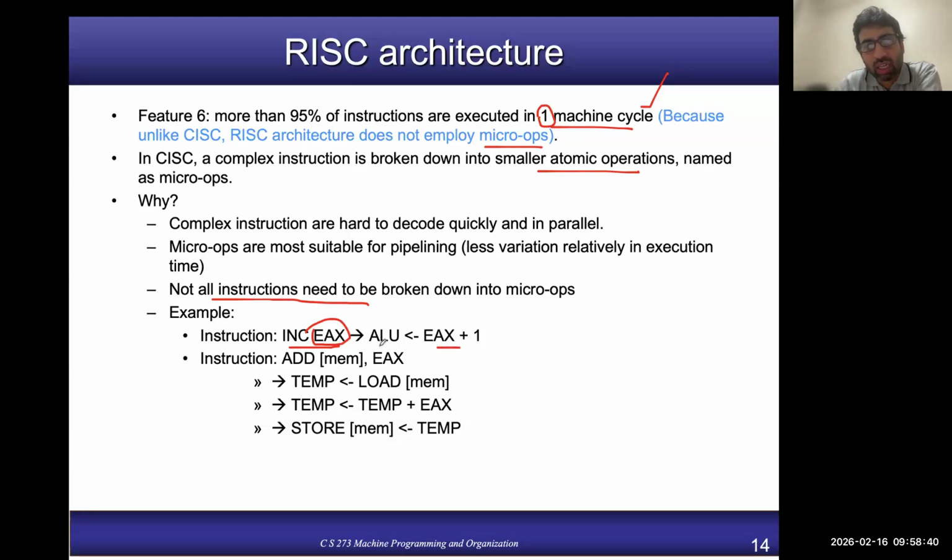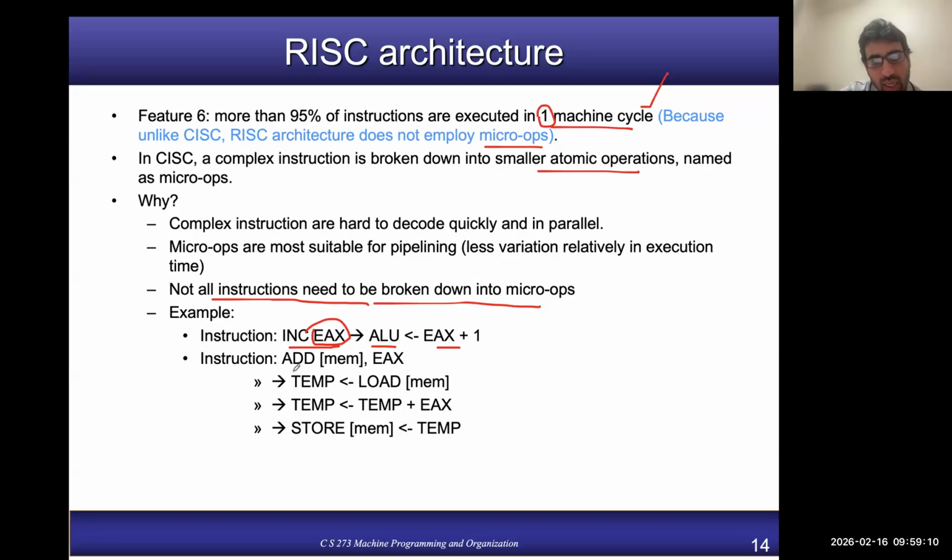And who will do this? The ALU, the arithmetic logic unit, will do this addition, right? Now we cannot break down this instruction, increment EAX, into more sub-operations. It's not possible, because it is kind of atomic. So that's why we are saying not all instructions in CISC processors need to be broken down into micro-ops, because they cannot be broken down. However, some instructions are complex and they can be broken down into micro-ops.